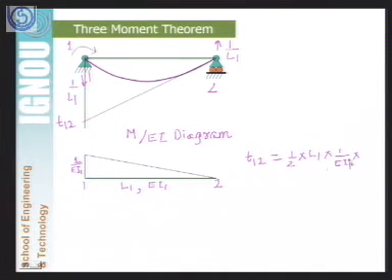Okay, so this is the area, multiplied by the centroid of this triangle. The centroid of this triangle will be at a distance of L1 by 3, as you know from simple geometry. So this will be equal to L1 divided by 3. So this will become 1 by 6 L1 square by EI1.